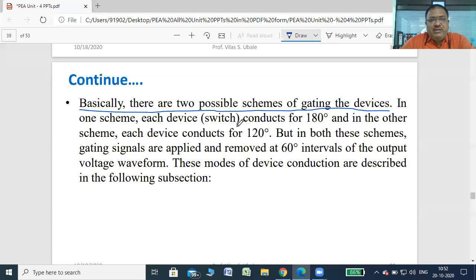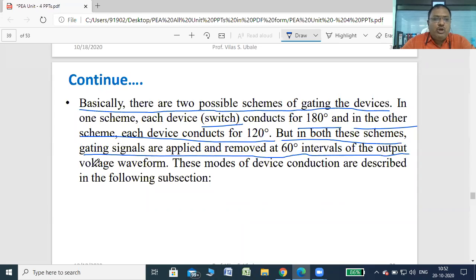In one scheme, each device, that is a switch, conducts for 180 degrees, and in the other scheme, each device conducts for 120 degrees. So according to that, these two are divided into 180 conduction mode and 120 conduction mode. These are the two conduction modes, or schemes. But in both these schemes, gating signals are applied and removed at every 60 degree interval of the output voltage waveform. These modes of device conduction are described in the following subsections.